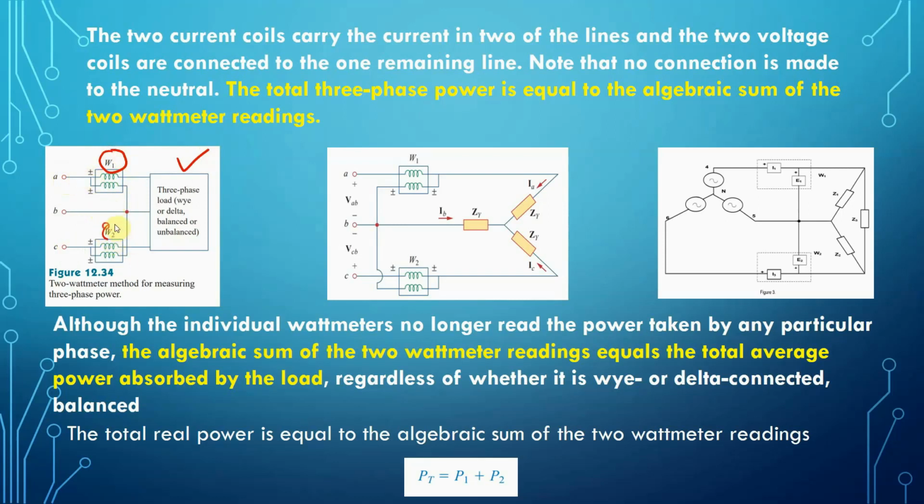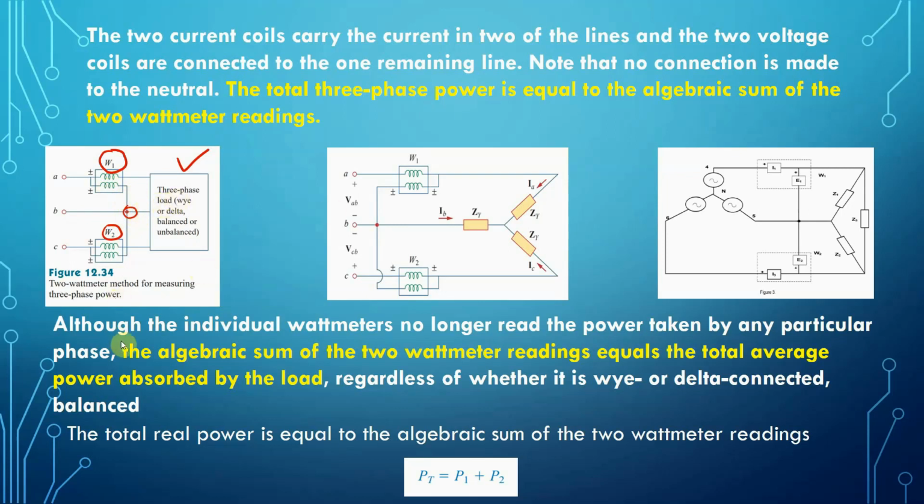And for our wattmeter 2, we are going to connect the current coil in line C, and the voltage coil between C and B. So B is just acting as the common terminal for the wattmeters. I cannot call it neutral because this is still not neutral. It is line B. It is the common point for the wattmeter.